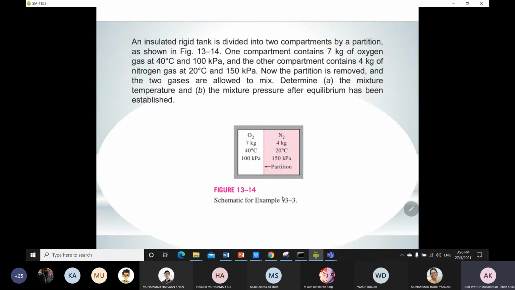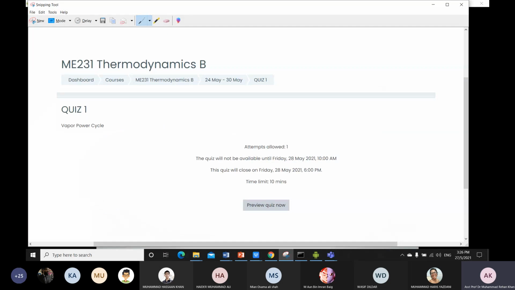Okay, so I will show the slide of the quiz again, so that you can remember that it will start from 10 a.m. to 6 p.m. on Friday. You are allowed only one attempt. Read the statement properly, and you can easily judge the answer. There will be no difficulty, and the time limit is 10 minutes. So there is no time for copy paste purposes.